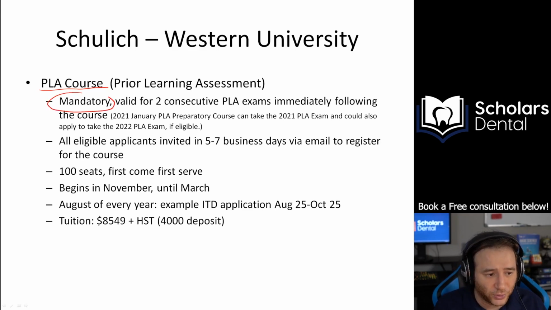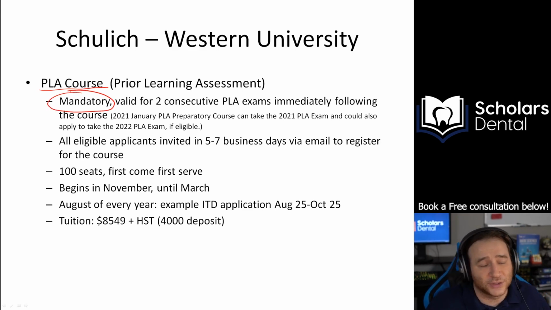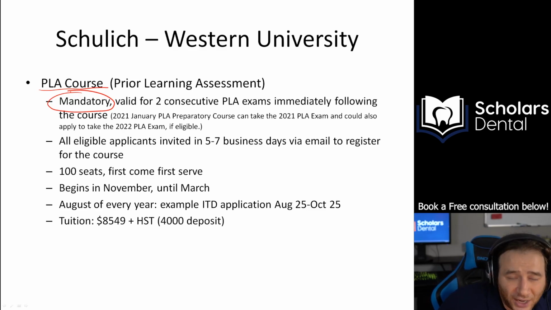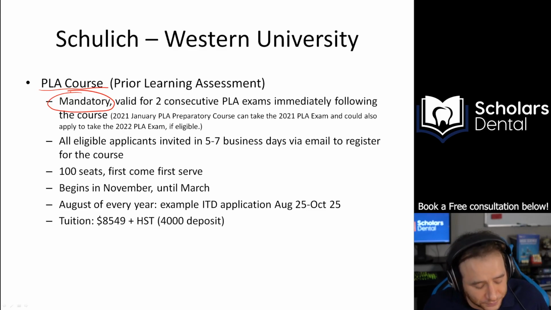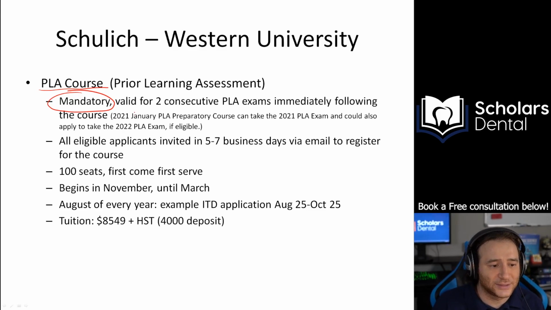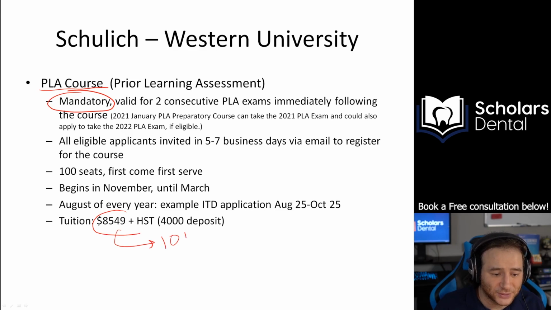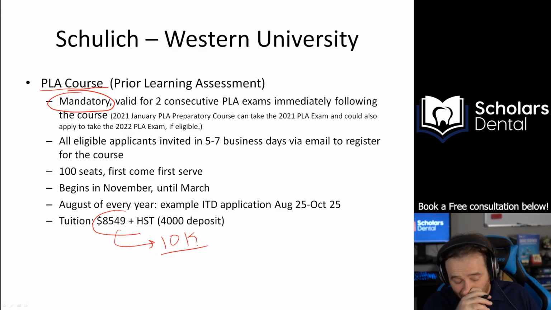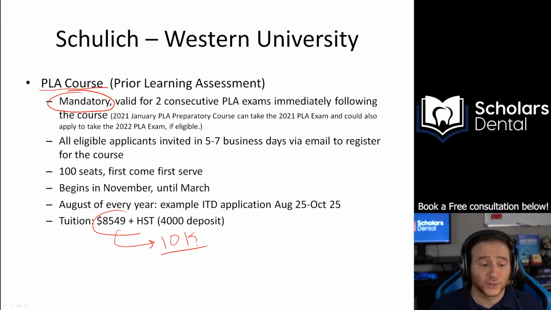It's mandatory. So it's not an optional thing where you can just go take the PLA exam. You have to take the PLA course. And this PLA course is $8,500 plus HST. So you could say it's around $10,000 total you're paying. And you still don't know if you're in. So you're risking the $10,000 and you don't know if you're going to get in, right?